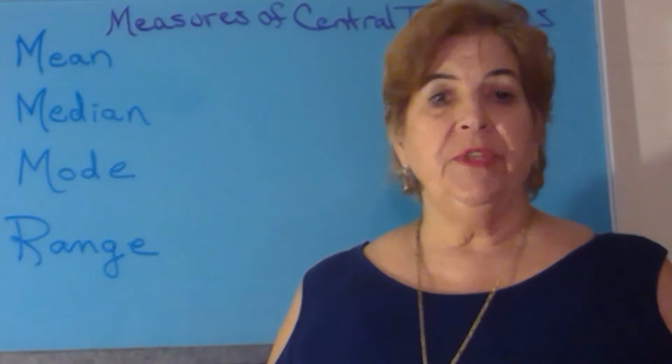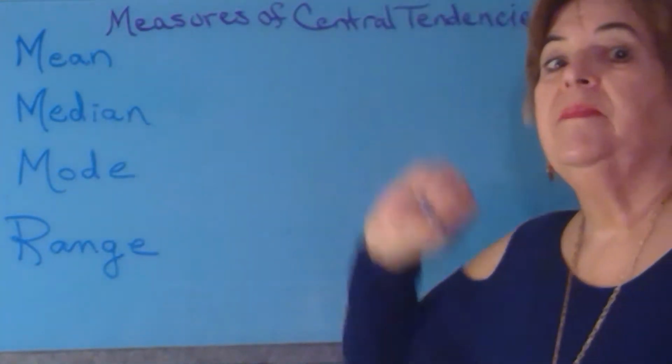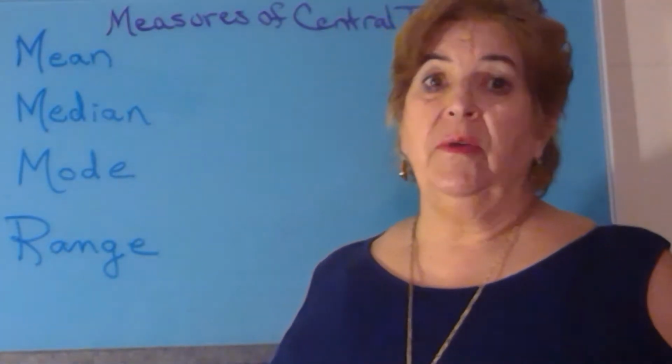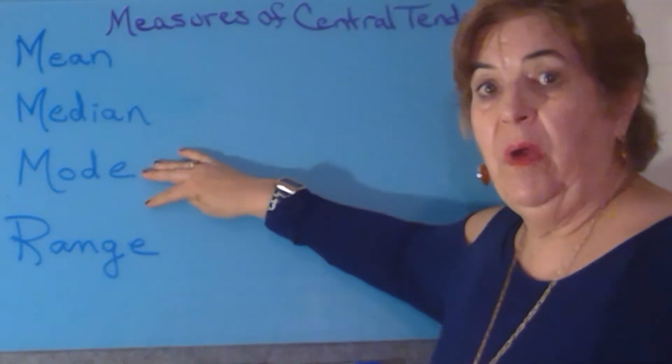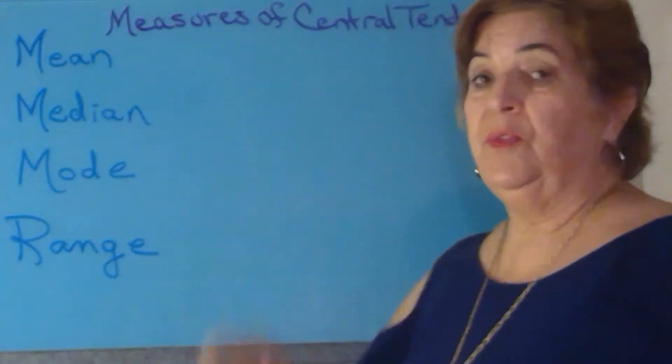We're starting with measures of central tendency. And that sounds like a big word for something that I know you've all been shown before. We're finding the mean, median, mode, and range. Those are the measures of central tendency.